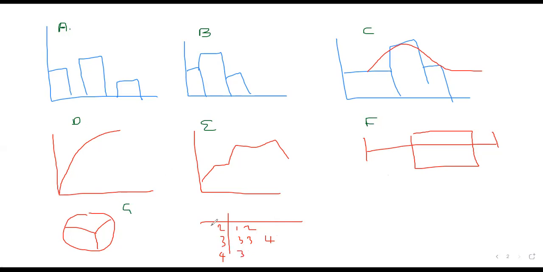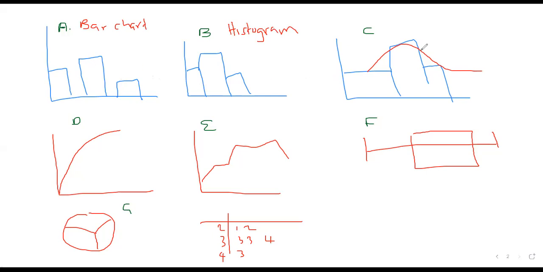Yes, Chris. So A is called a what? Makung, what is A? The bar chart. B is a histogram. The difference is that one has gaps in between and one is continuous. So this one is what? Discrete. This one is continuous.